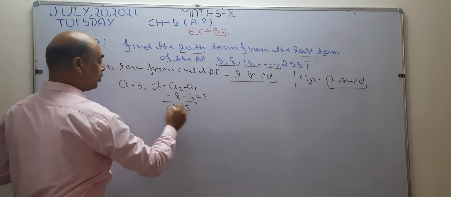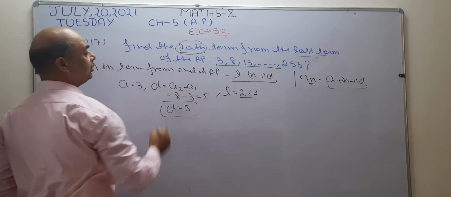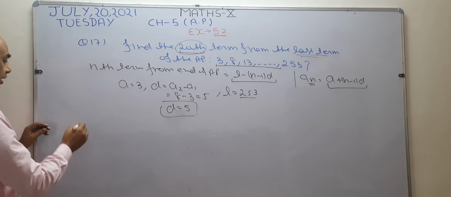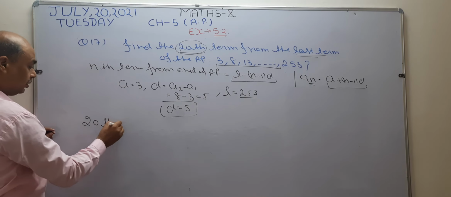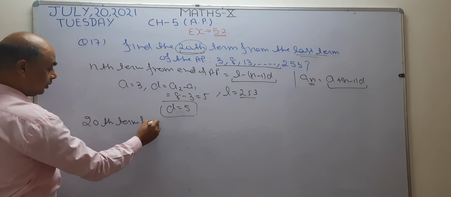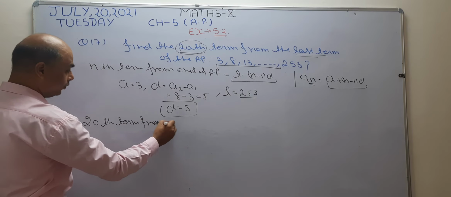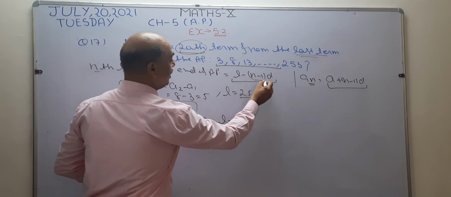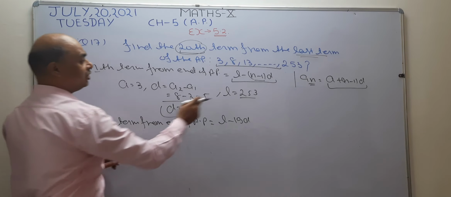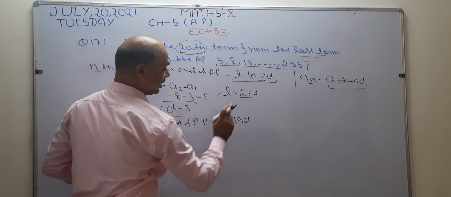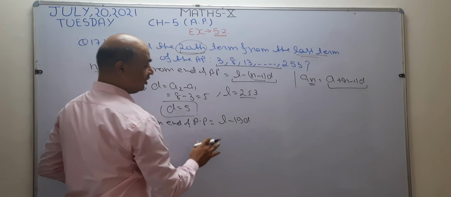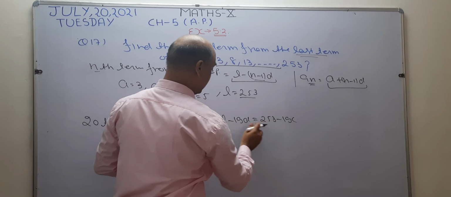Now which term is required? In this question we have to find the 20th term from the end of the AP. So write here 20th term from the end of the AP. So the formula becomes L minus 19d. See, when n is there, I write n minus 1. When 20 is there, 20 minus 1 becomes 19d. L minus 19d, a simple formula. What is the value of L? L is the given last term, 253. 19, and the value of d is 5.